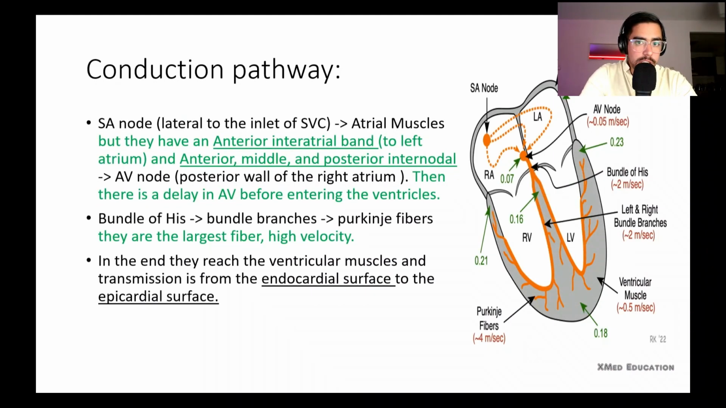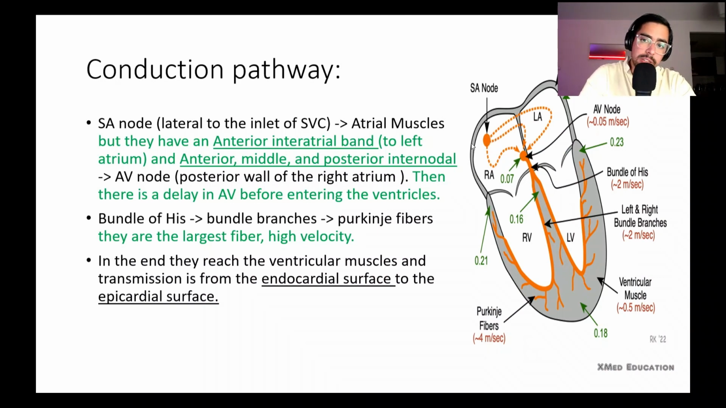In the conduction pathway, I already explained it in a previous video and in this video, but I'm gonna go into more detail here. So first we have the SA node here on the right atrium, lateral to the inlet of the superior vena cava. Superior vena cava brings deoxygenated blood from the upper body to the right atrium, and the SA node is close to that. So first from the SA node we have different pathways.